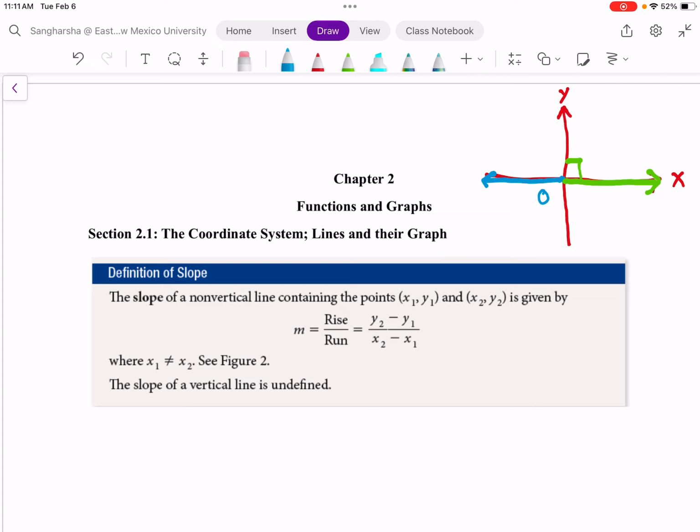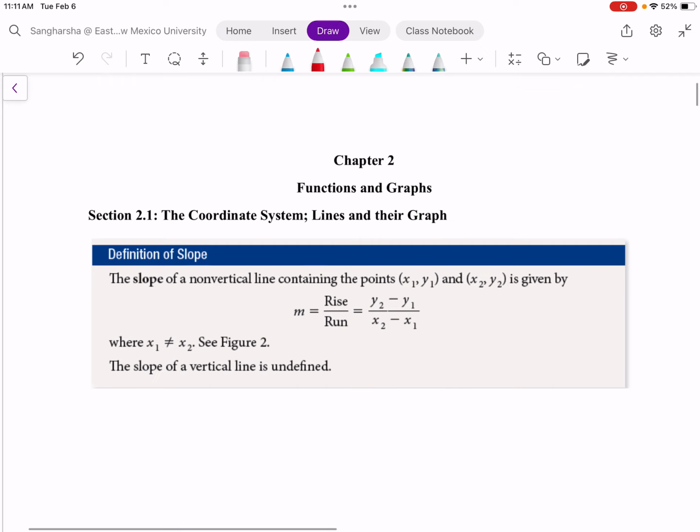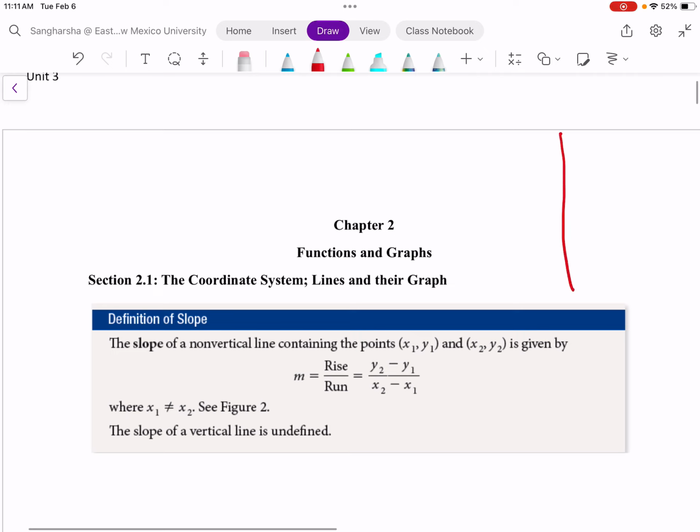Here, let me redraw this one. We have the vertical line, that is the y-axis. This is our y-axis, this is our x-axis, this is our origin. On the right of the origin along the x-axis is always positive numbers. Let's say this is 1, 2, 3, 4. On the left of the origin along the x-axis, these are negative numbers: negative 1, negative 2, negative 3, negative 4, and so on.